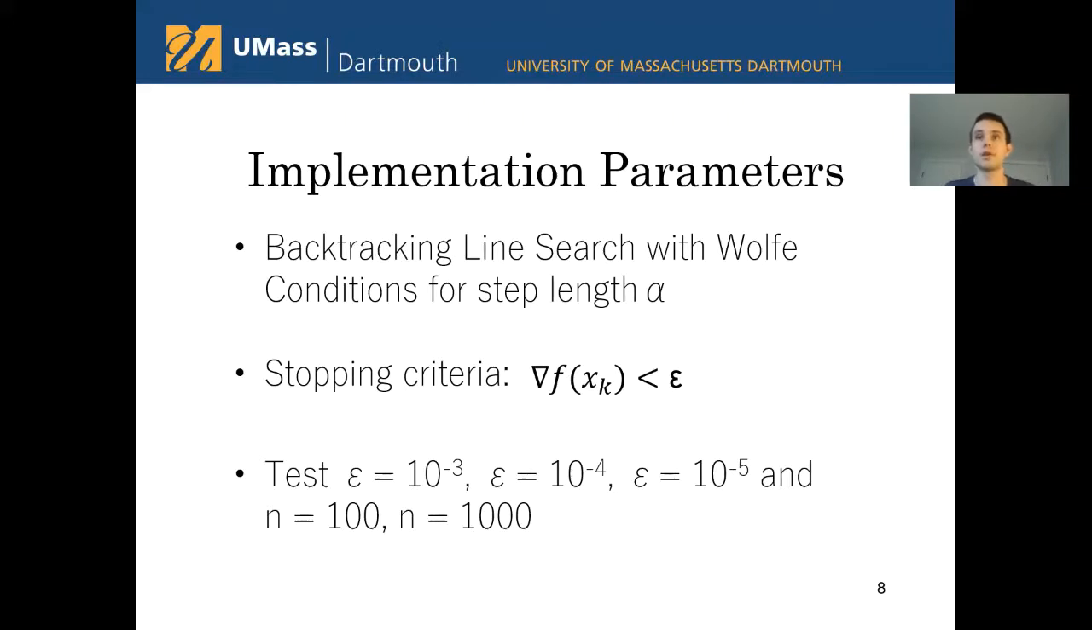The way we do this is we implement the methods as described and use a backtracking line search with the Wolfe conditions to calculate the step length alpha. This ensures that the BFGS method and the L-BFGS method actually converge. We use the gradient-based stopping criteria with epsilon equal to 10 to the negative 3, 10 to the negative 4, and 10 to the negative 5. We test all three of those. We also test the Rosenbrock function for 100 variables and 1,000 variables to test the different orders of magnitude.